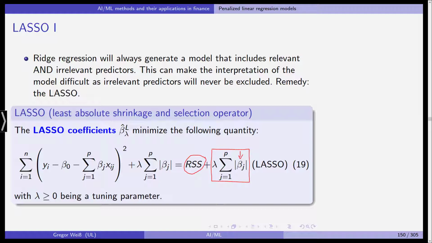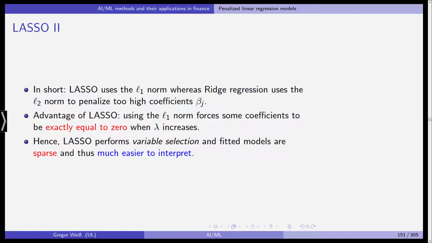Now this seems to be almost equal to the ridge regression. The difference, however, is that, in short, Lasso uses the so-called L1 norm, the absolute value of the coefficients, whereas ridge regression uses the L2 norm to penalize too high coefficients. Now the advantage of Lasso is that by using the L1 norm, this forces some coefficients to be exactly equal to 0. So these predictors will not pop up in our final selection, in our final model fit. Hence, Lasso performs variable selection, and fitted models are sparse.